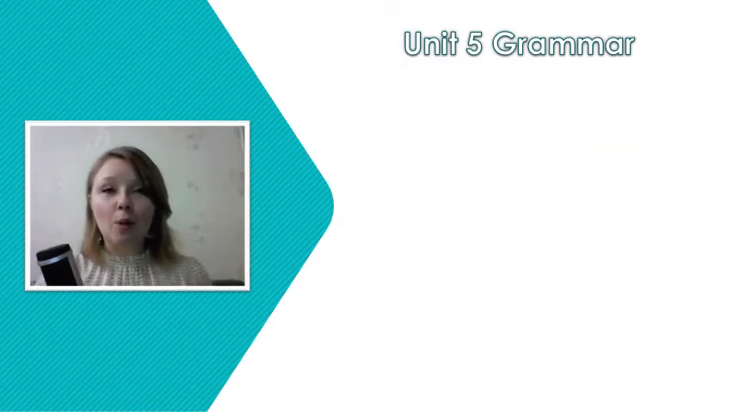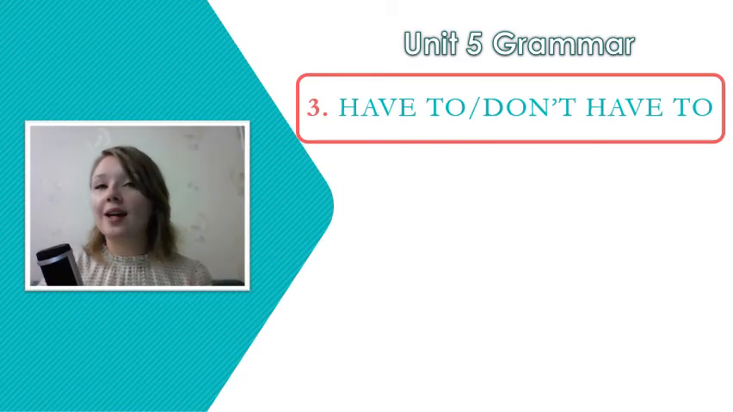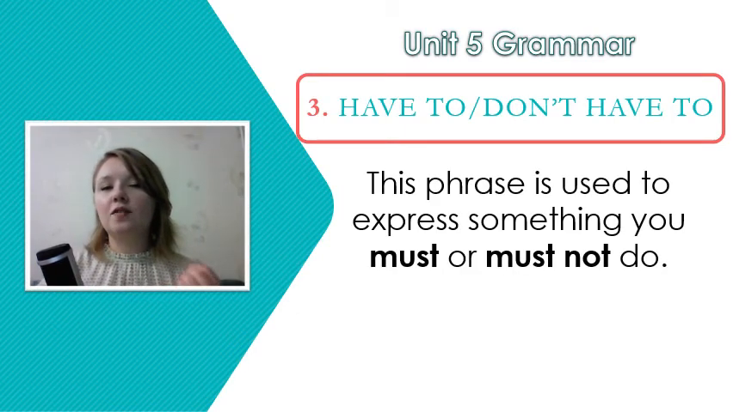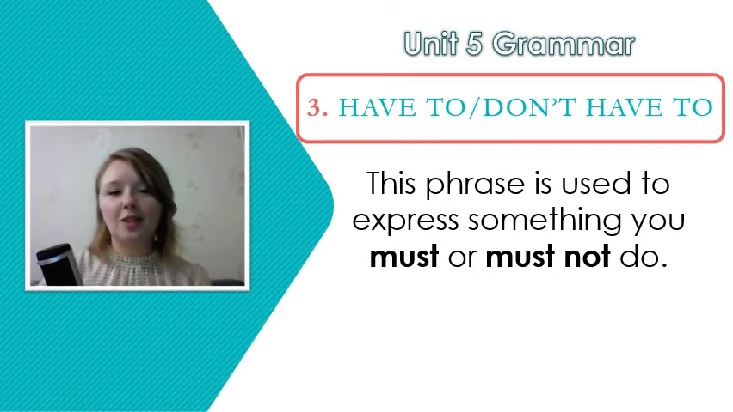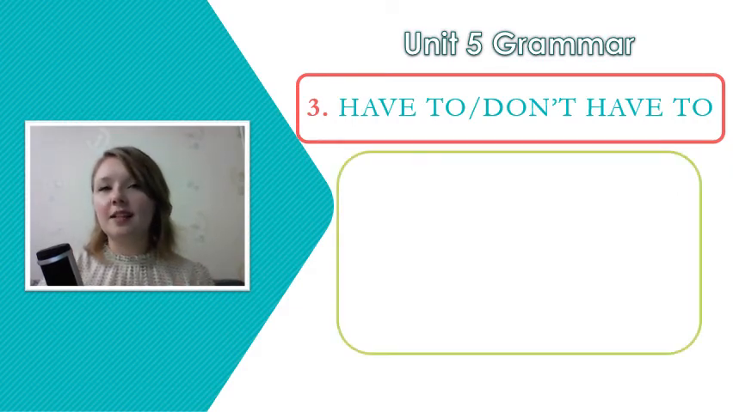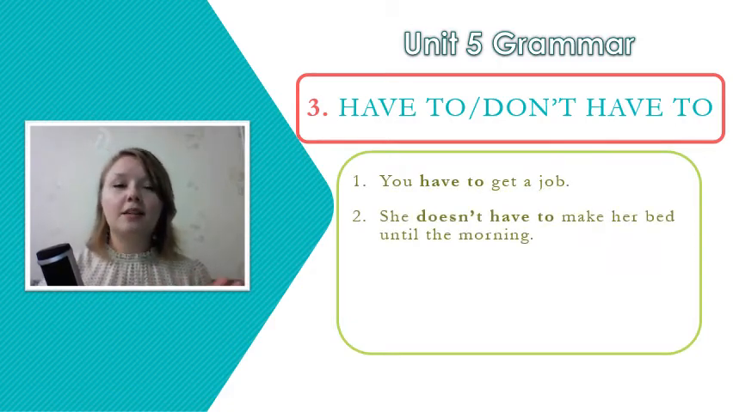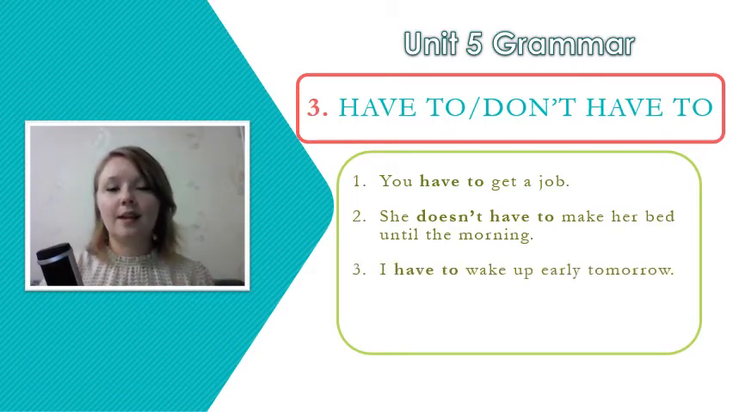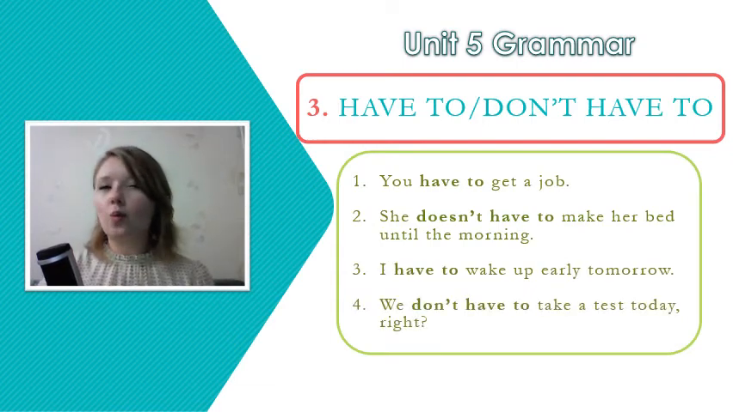Our last grammar point from Unit 5 was have to and don't have to. This phrase is used to express something you must or must not do. So this is used to talk about obligation. Let's look at some sentences using have to and don't have to. You have to get a job. She doesn't have to make her bed until the morning. I have to wake up early tomorrow. We don't have to take a test today, right?